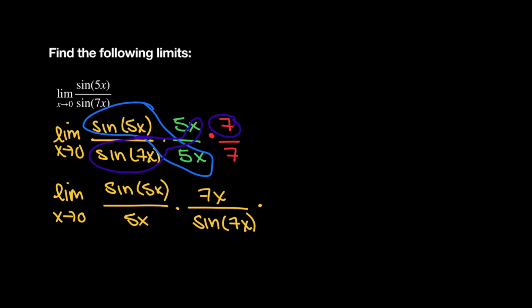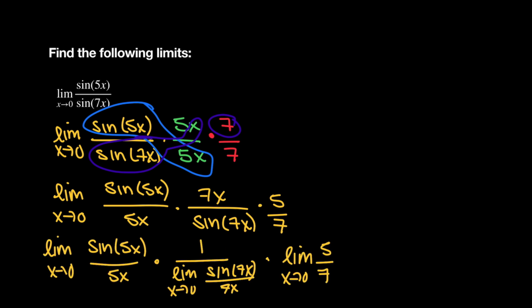And then finally, what are we left with? We're left with a 5 divided by 7. And so now I'm going to try to find the limit as x goes to 0 of sine of 5x over 5x times 7x over sine of 7x times 5 over 7. So this first piece, the limit as x goes to 0 of sine of 5x over 5x, that's my special limit. That's just going to equal 1.